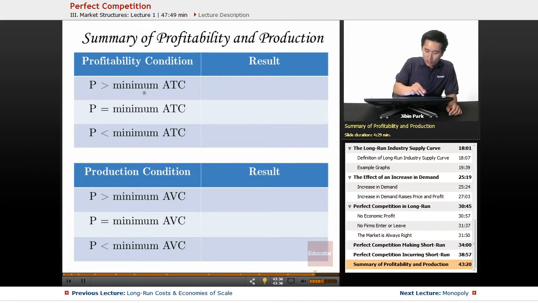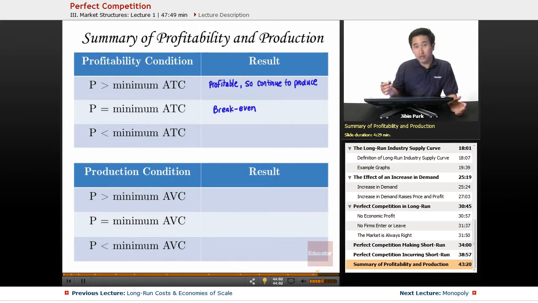So if the price is greater than the minimum ATC, then it's actually very simple. You're profitable, so this is good. So continue to produce. Now, if the price equals minimum ATC, you're going to break even. So you're not incurring a loss, but you're not making any economic profit. So again, there is accounting profit, but there's no economic profit.